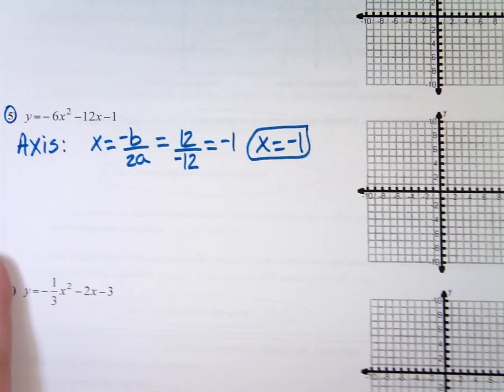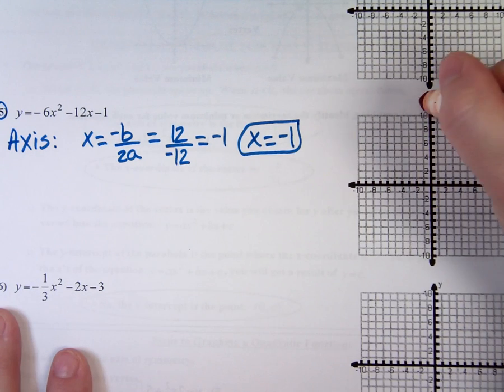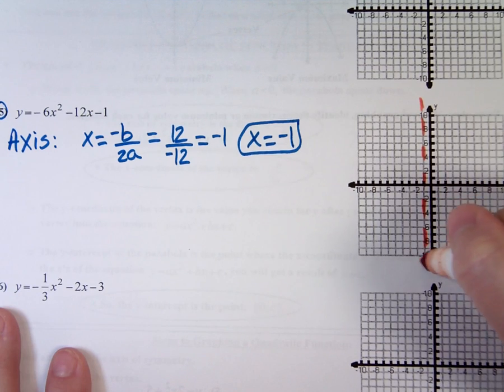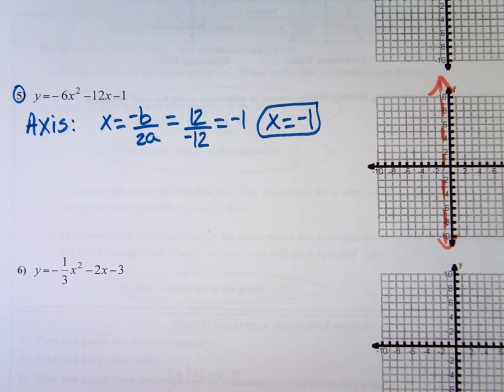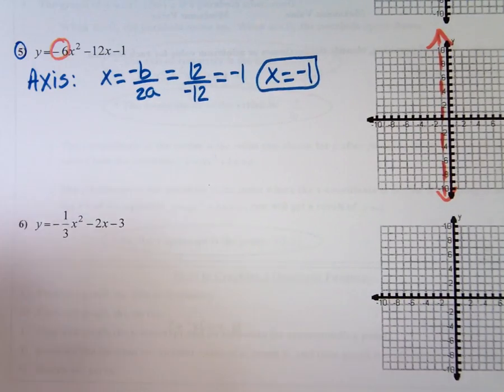X equals -1. So I'm going to go left to where my x is a -1 and draw myself a dashed vertical line. Now, is this parabola going to open up or down? He's going to open down because our a is negative this time. Okay, so this is our first down opening parabola today.